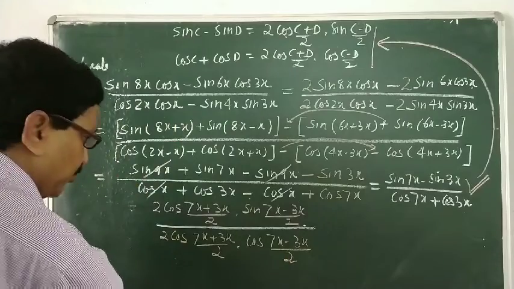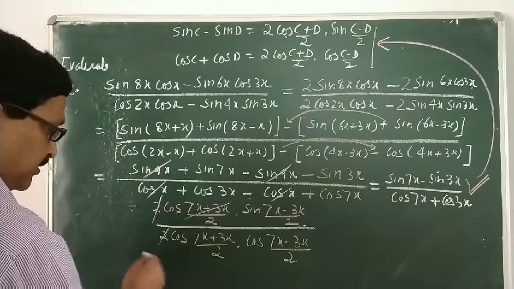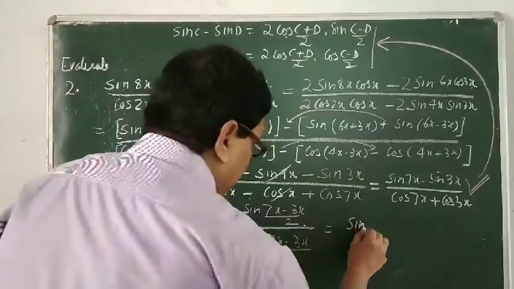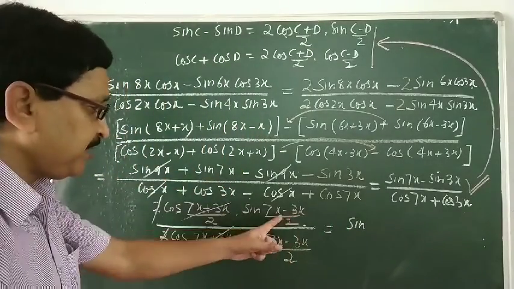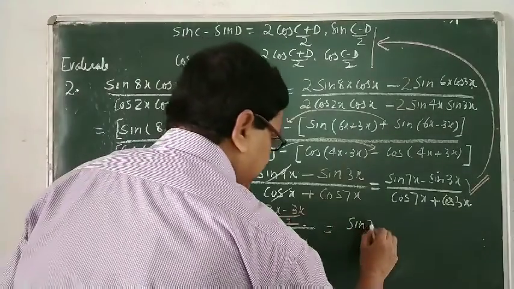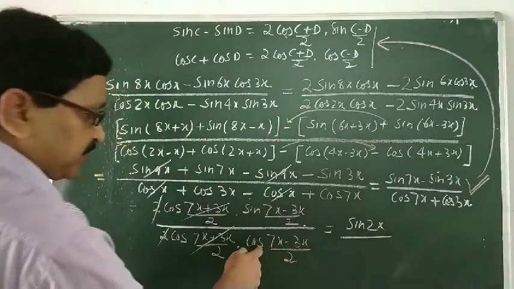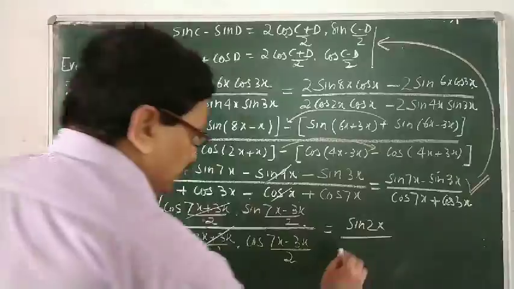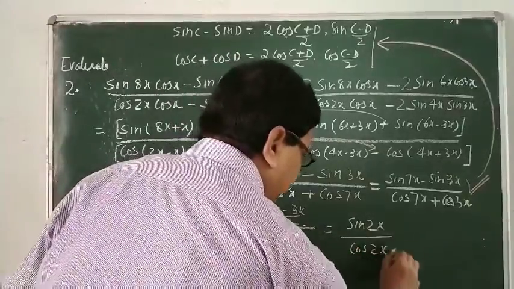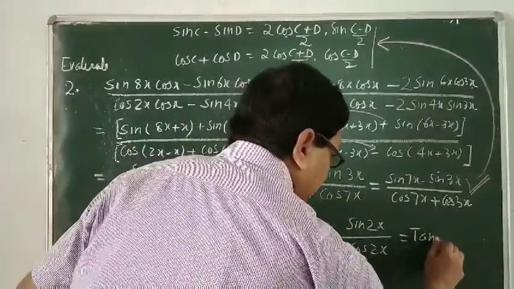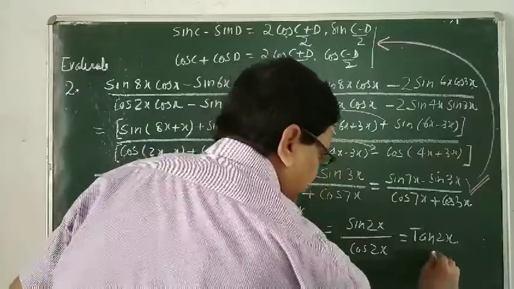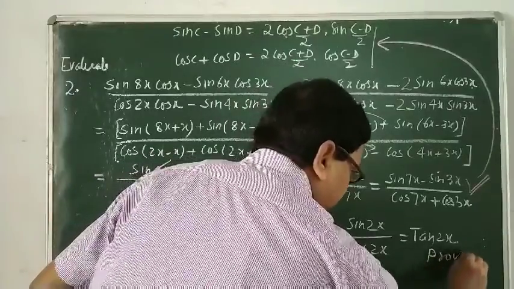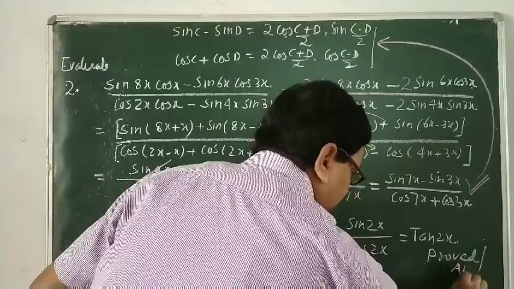Now see, the 2 cancels, the cos cancels each other, so we are left with sin. So this is 7x minus 3x is 4x, by 2 is 2x. Sin 2x by cos 7x minus 3x, 4x by 2 is 2x. So this is cos 2x. So the final result is tan 2x.